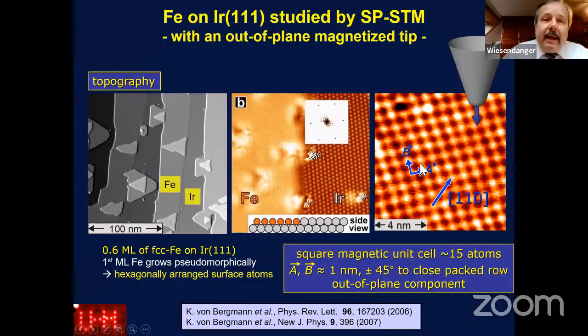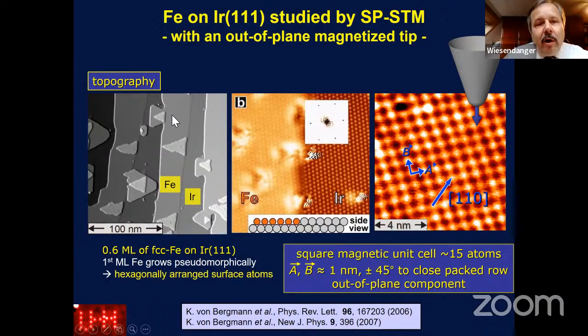But now let's come to an even more exciting topic. I started with chiral domain walls and chiral spin spirals, but then we turned to another system where we could see for the very first time the physics of magnetic skyrmionic lattices and individual skyrmions. And that is a related system to the one I just discussed, where we now put an iron layer on an iridium 111 substrate. Iridium 111 is threefold symmetric.